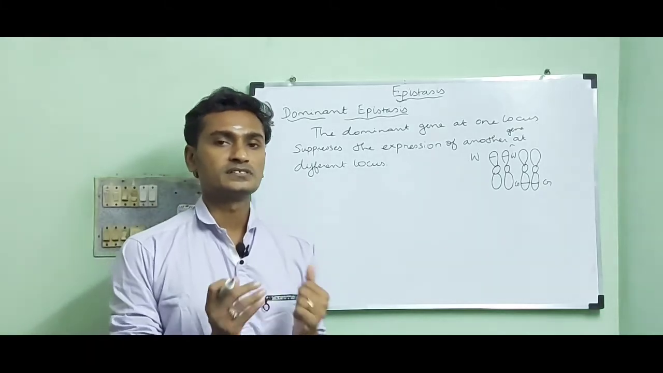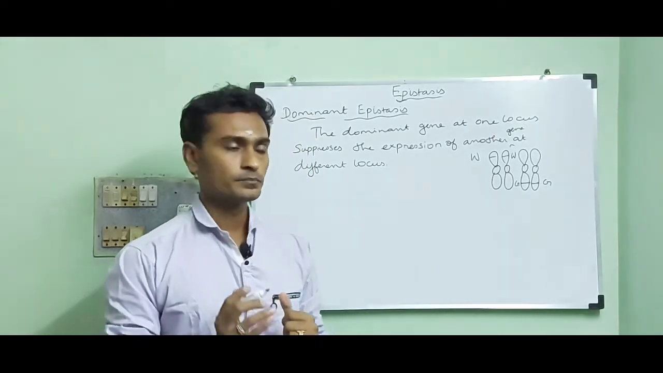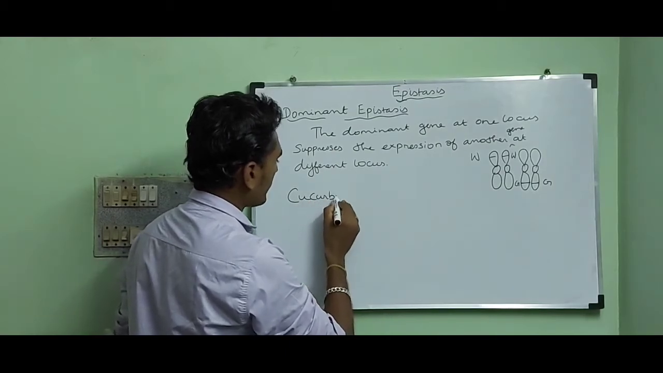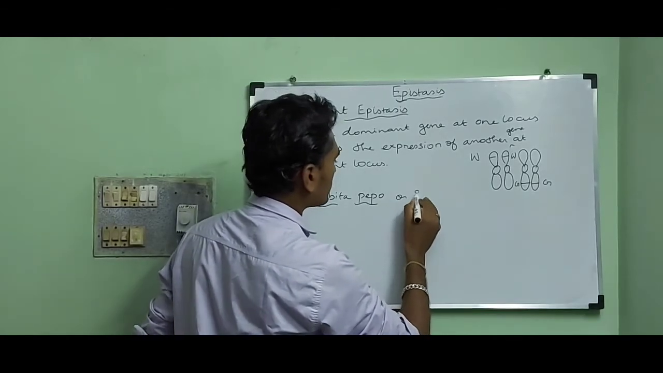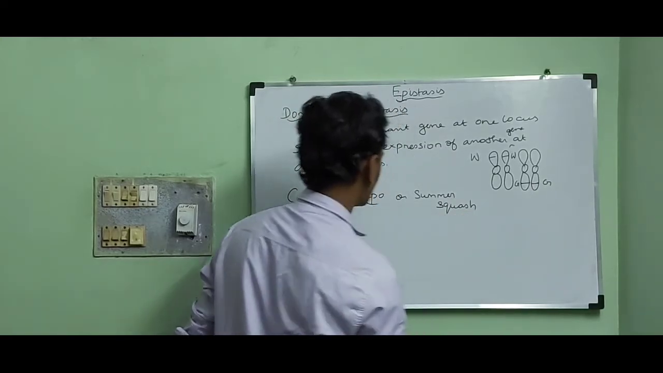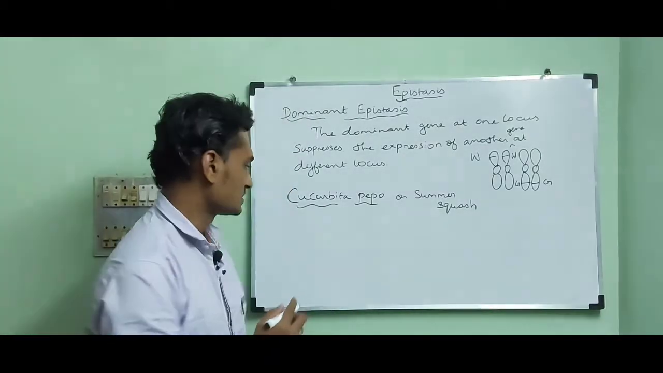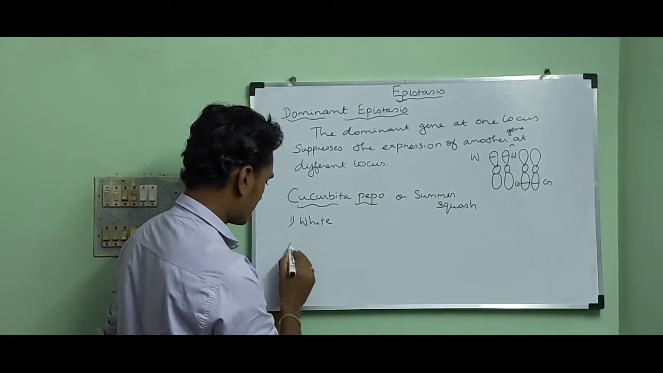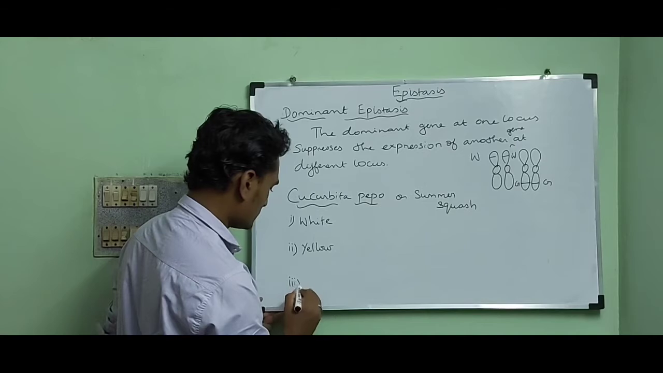Then let us study dominant epistasis in a plant called Cucurbita pepo, or summer squash. Cucurbita pepo exhibits three colors. They are white, yellow, then green.